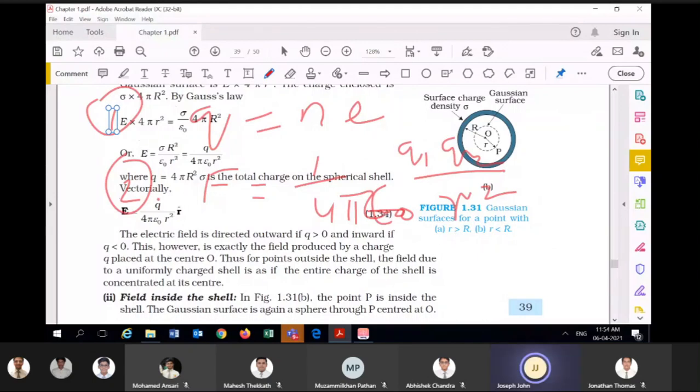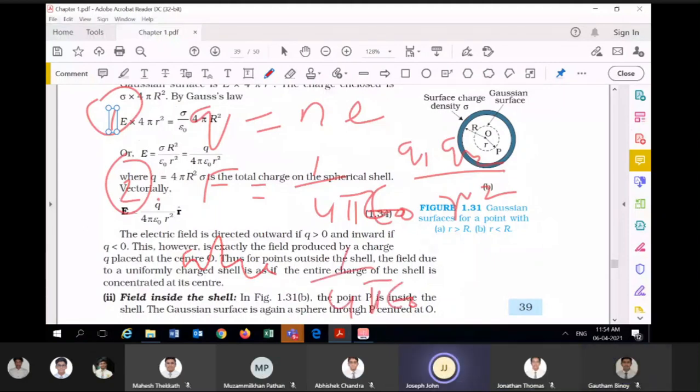Do you know the value of 1 by 4 pi epsilon 0? Did she tell the class? Okay. Write down, 1 by 4 pi epsilon 0 is equal to 9 into 10 raised to 9 N m squared C minus 2.